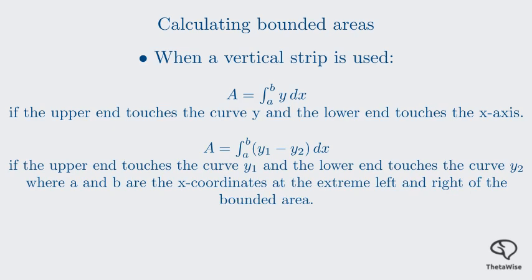Let y sub t be the top curve and y sub b be the bottom curve. So our formula becomes the integral from a to b of the top curve minus the bottom curve with respect to x. Again, this means integrating the height of the strip, y top minus y bottom, from the starting x point a to the ending x point b.